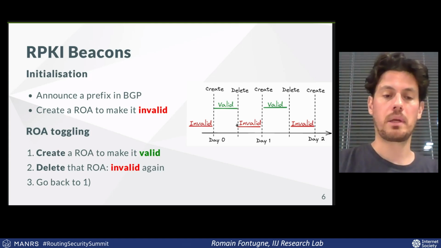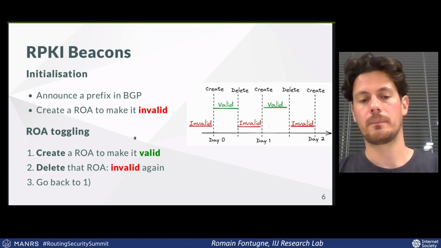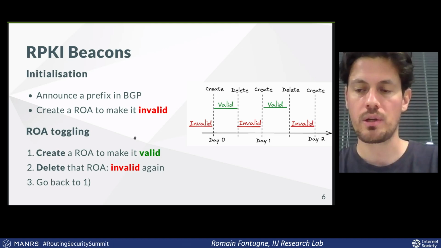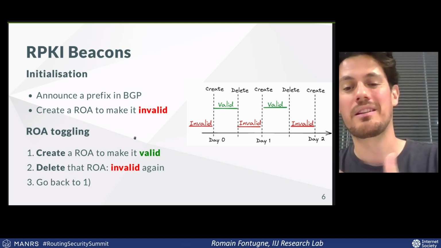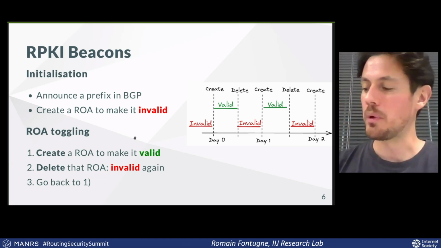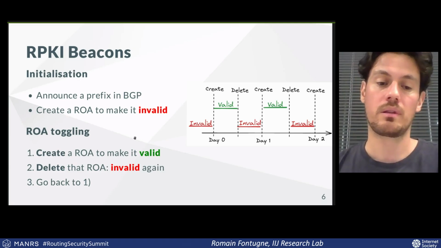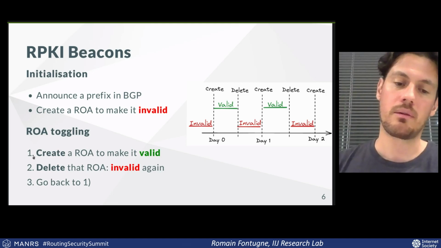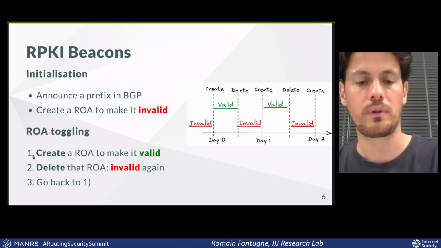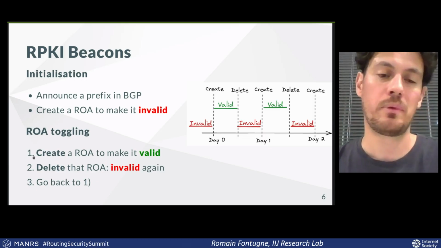Then we start this beaconing. It's written like ROA toggling here. The beaconing consists of, first we create a ROA that will this time make the announcement valid. So now the prefix will become reachable. We know when we create the ROA, so we can check in some data source like BGP or traceroute when this becomes reachable. We wait for about half a day, and then we delete that ROA, the ROA we created in the first step. So the announcement will become invalid again, and we expect networks that implement ROV to drop that announcement. We're also going to see how much time it takes for them to drop that. And we do that daily, and we've been doing this for about a year.